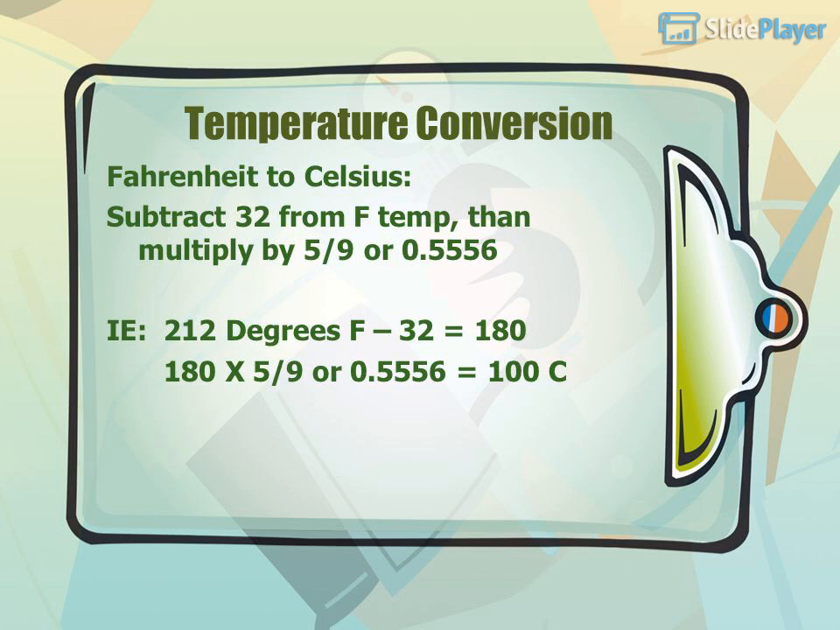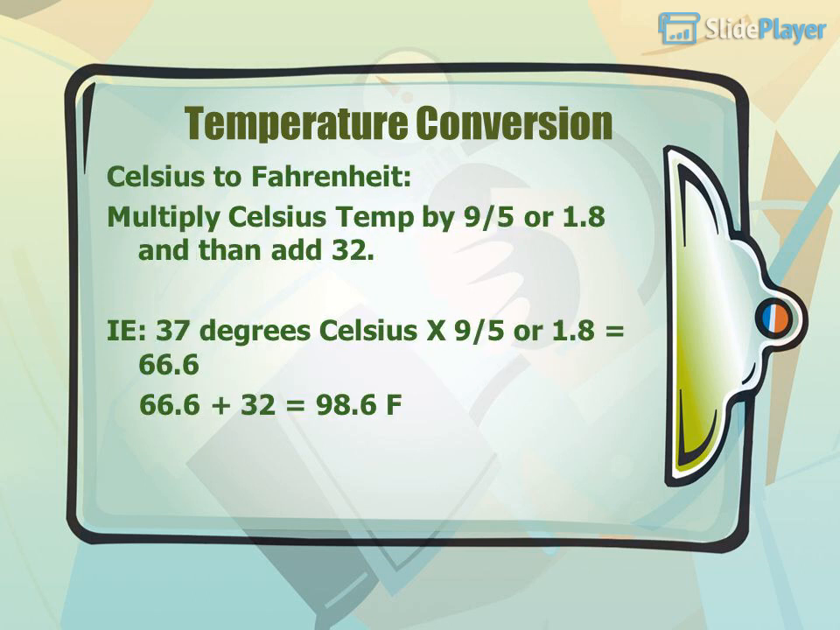Temperature conversion. Fahrenheit to Celsius: subtract 32 from the F temp, then multiply by 5/9 or 0.5556. For example, 212 degrees Fahrenheit minus 32 equals 180. 180 x 5/9 or 0.5556 equals 100 C.